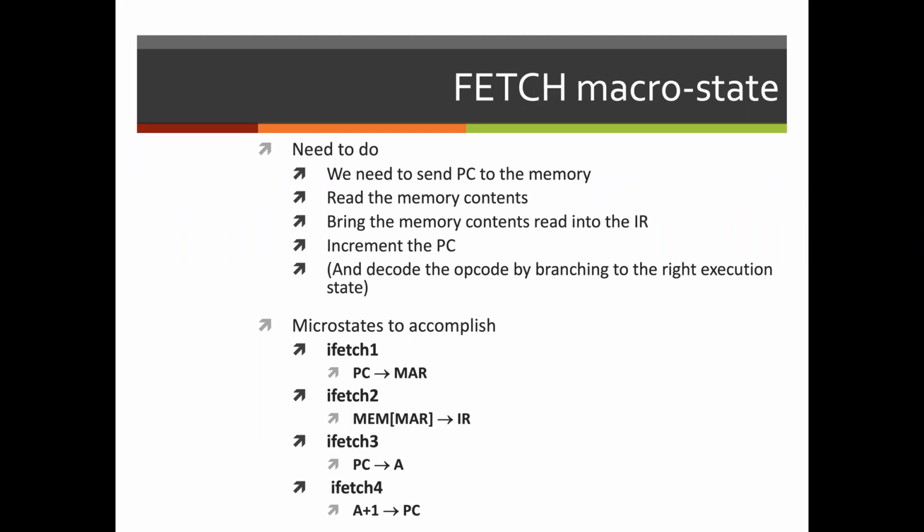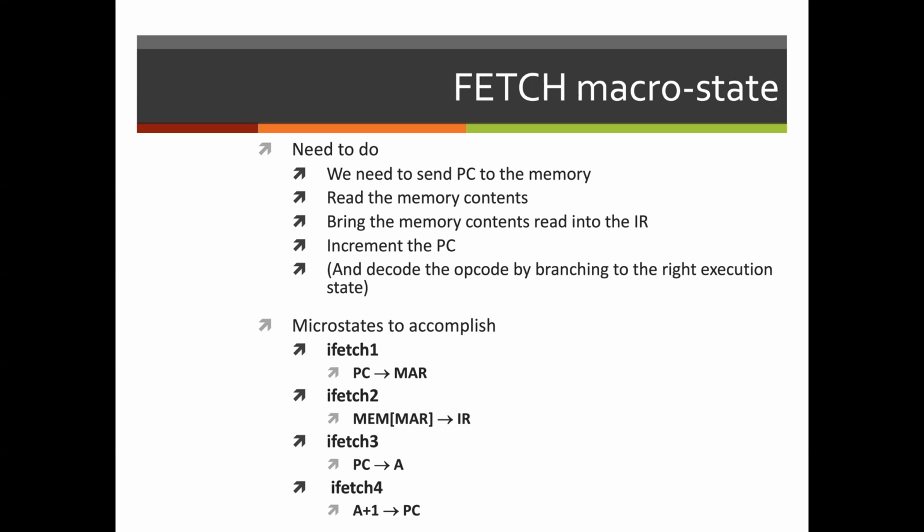So now we can take a look at what is needed in order to implement the fetch microstate. At a high level, we need to understand that the fetch microstate is going to be used to retrieve instructions from the memory address that's pointed to by the program counter. This is going to be read into our instruction register, and this will increment the program counter to enable us to retrieve the next instruction.